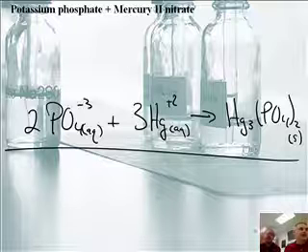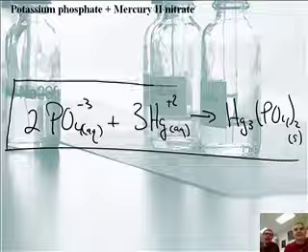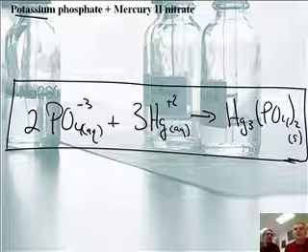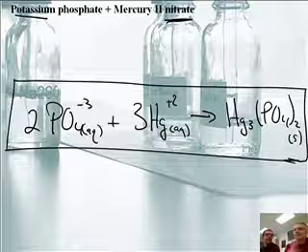I accidentally hit the erase button. We canceled all the spectators, and whatever was left, we rewrote as that. This is what's left because all the potassiums and the nitrates canceled out, which you just saw. So that's how you do net ionic type equations.